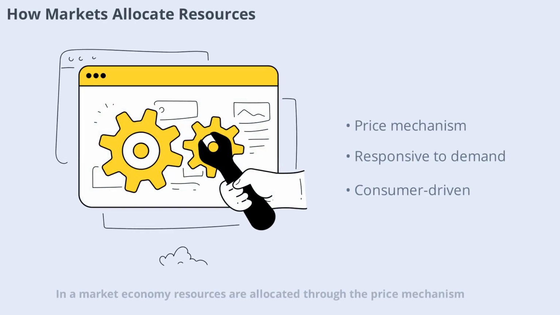In a market economy, resources are allocated through the price mechanism. When a product is in high demand, its price rises, signaling producers to make more. If demand falls, prices drop and production slows. This dynamic process helps ensure that resources flow to where they're most needed, based on consumer preferences and willingness to pay. The result is a flexible and responsive system that adapts quickly to changes in supply and demand.